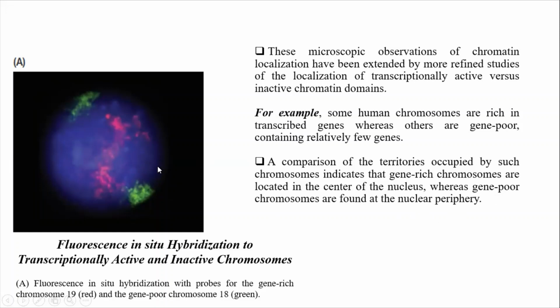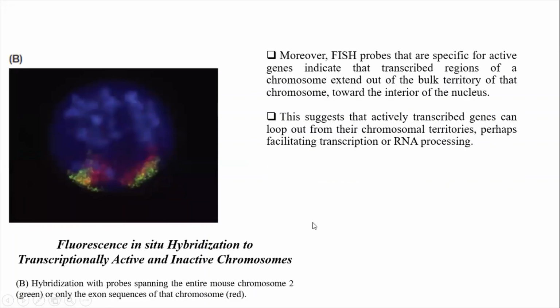Now, you can see it over here. The fluorescence in situ hybridization with the probes for the gene-rich chromosome was done in red. This is your red region, okay, and the gene-poor one is near the nuclear envelope. Okay. Now I don't think we have it over here about the NPC, I don't think it is there, otherwise what you would have seen is that the transcriptionally active chromatin regions will be present near the NPCs. Okay.